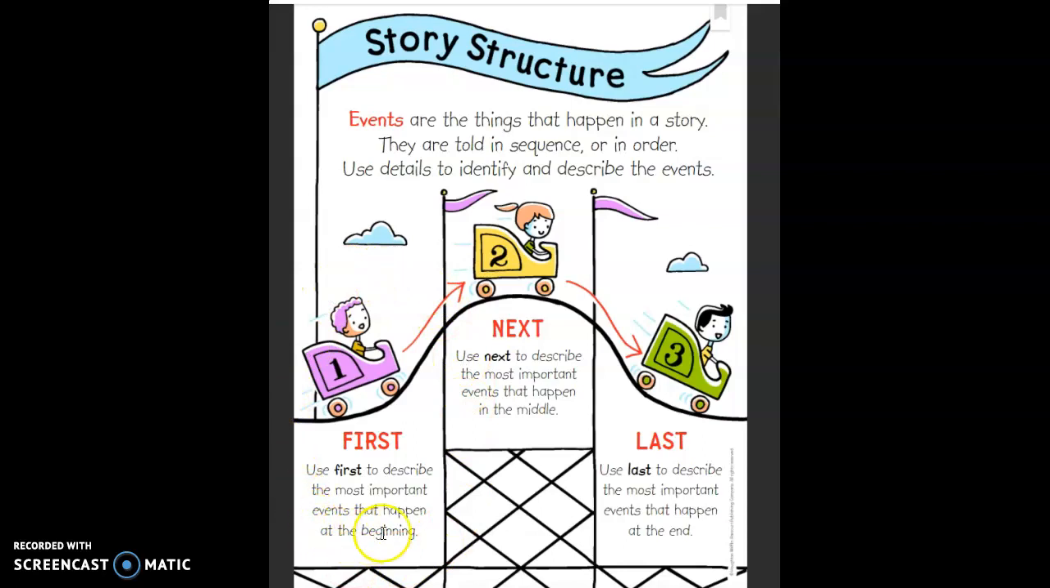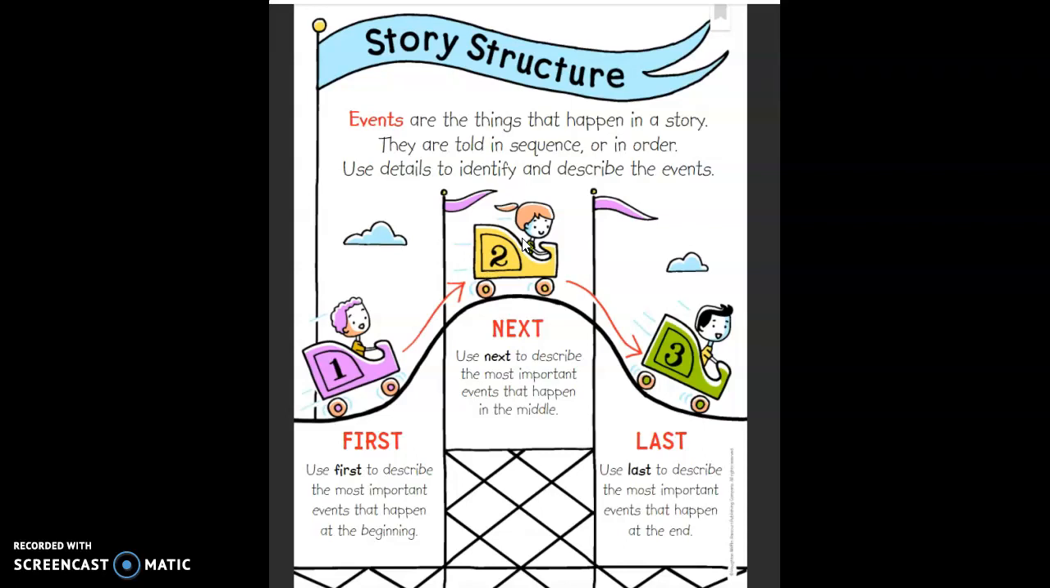So first, number 1, we use that to describe the most important events that happen in the beginning. So if I were to start my story about getting ready for school, I would say, first, I woke up and got out of bed. Okay? Number 2 is the word next. We use next to describe the most important events that happen in the middle. So I would say, next, I went to the kitchen and ate my breakfast. Okay, number 3, this last one is the word last. We use that word to describe the most important events that happen at the end of a story. So then I would say, last, I got on the bus and I went to school.